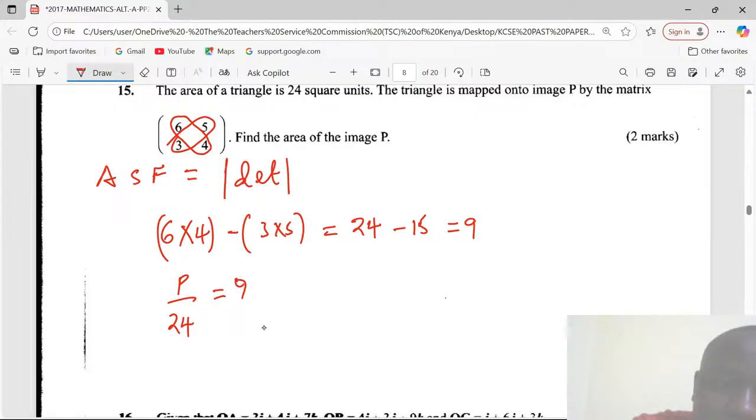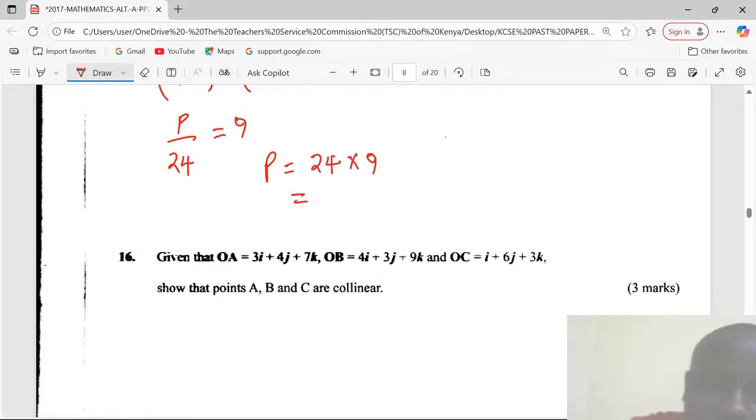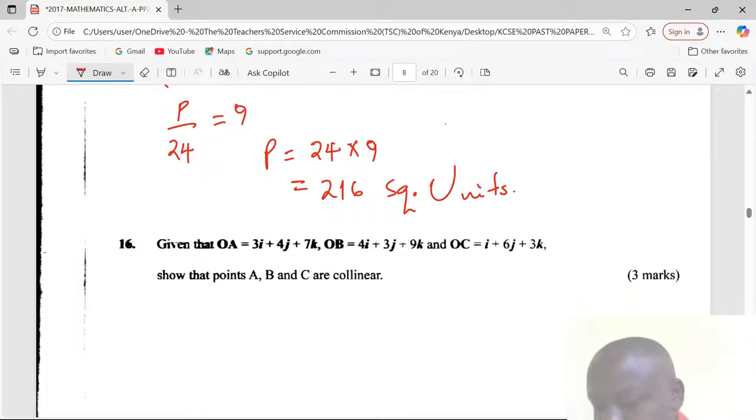So how do we get the image area? We need to multiply 24 by 9. So the image has an area equivalent to 24 by 9. This is 216 square units. Yeah, square units, that way.